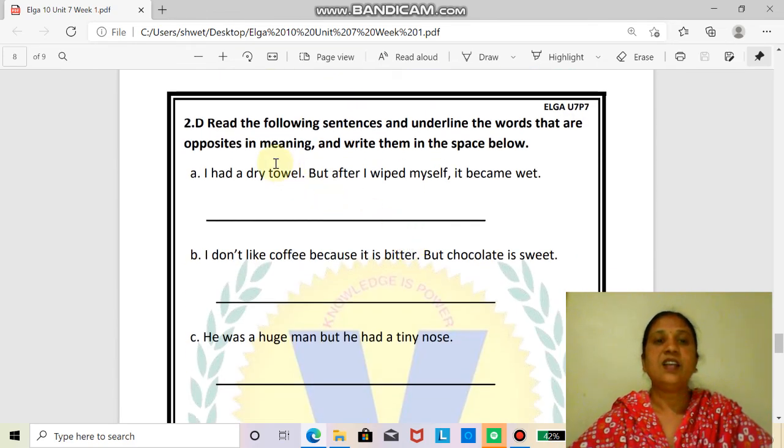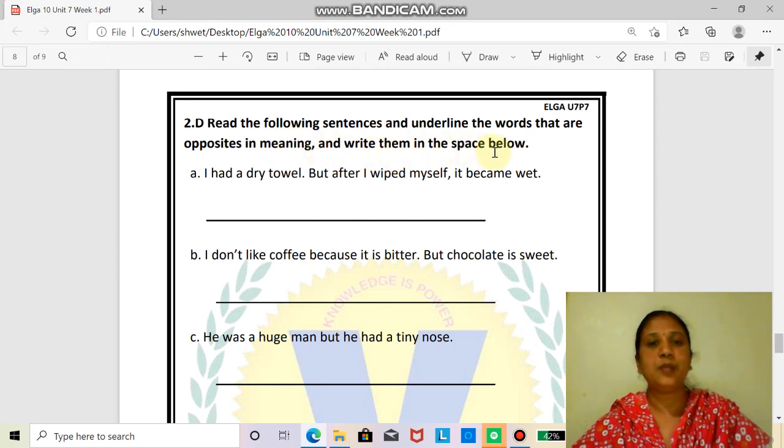Now here, read the following sentences and underline the words that are opposites in meaning and write them in the space below. So students, here you have to read the sentences carefully and underline the words that are opposites in meaning, and write them in the space. Let us do one example here. I had a dry towel, but after I wiped myself, it became wet.